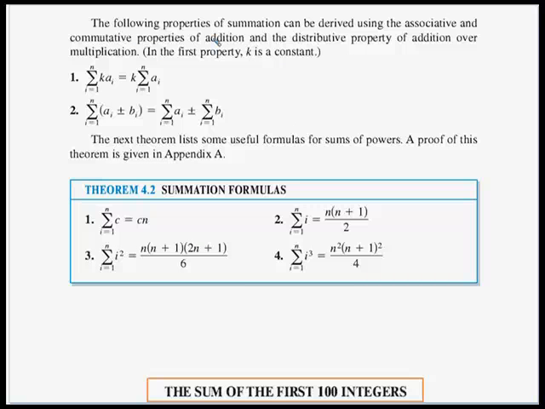The following properties of summation can be derived using the associative and commutative properties of addition and the distributive properties of addition over multiplication. In the first property, k is just a constant. So here we have the summation from i equals 1 to n of k times a sub i. Well, the k is just a constant, sort of like the constant multiple rule when we are deriving. We can drag that k out front. And then we have k times the summation from 1 to n of a sub i. We would do the summation and then multiply by k.